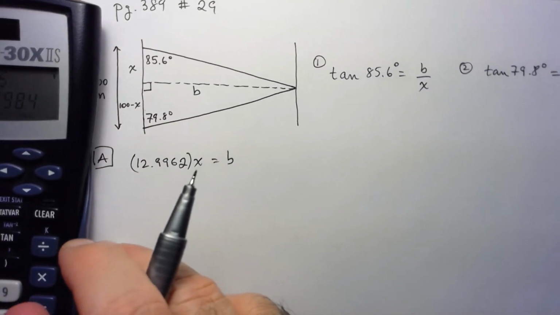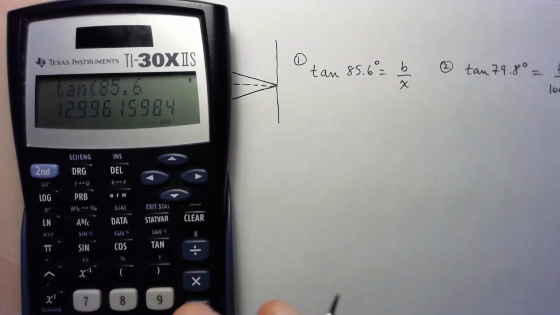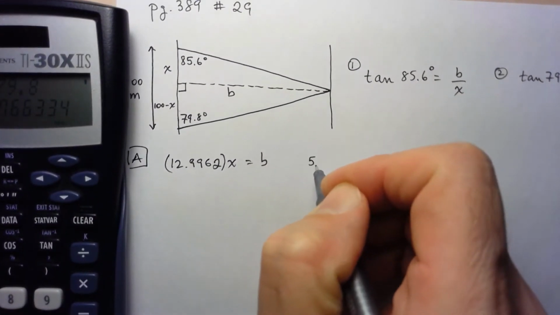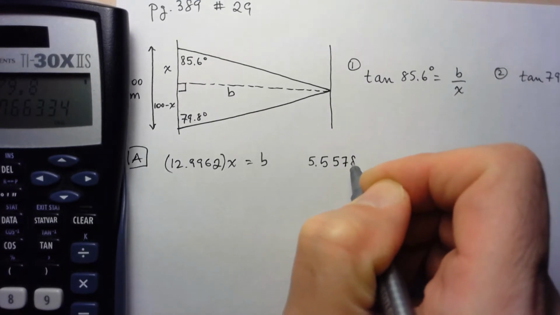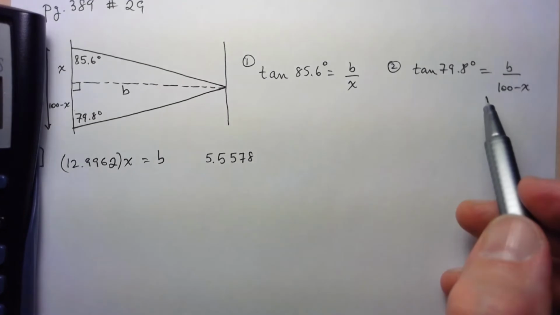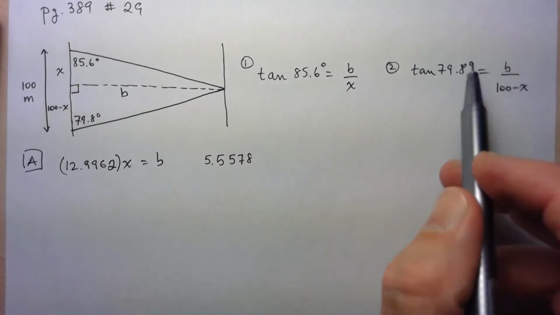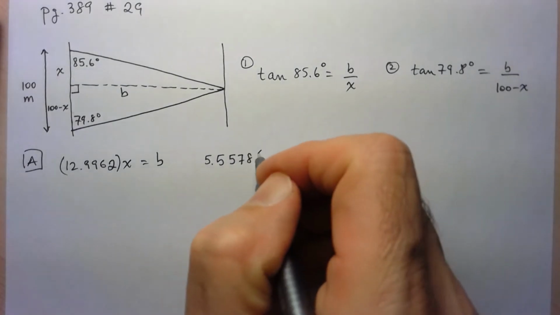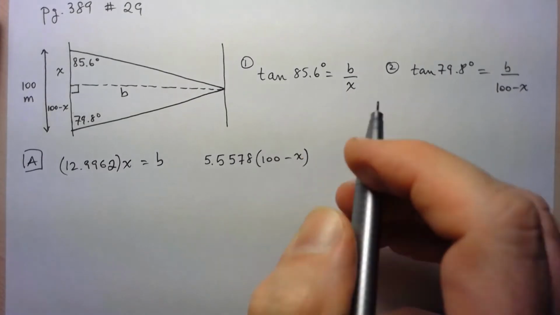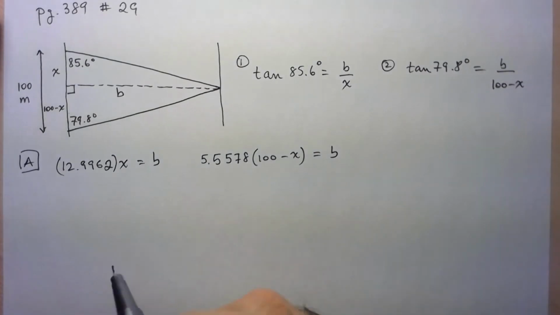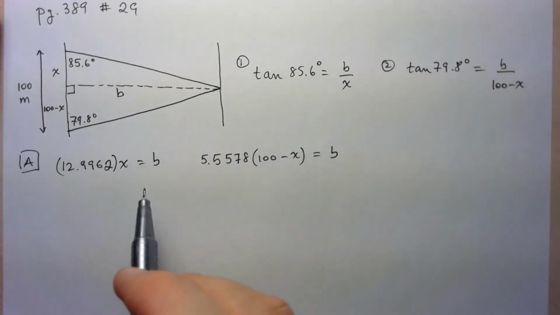All right, and now from the other equation, I'm going to find tan of 79.8, which is 5.5578. And again, same thing, let me do some work while I'm at it. I don't really want this 100 minus x in the denominator, so I'm going to multiply both sides of the equation by 100 minus x. So 5.5578 times 100 minus x equals b. If I multiply this side by 100 minus x, it cancels out with the one in the denominator. All right, now we have again a different view of our system of equations.